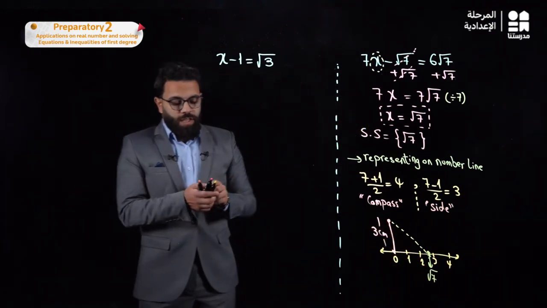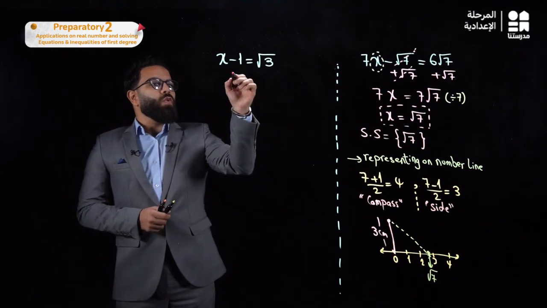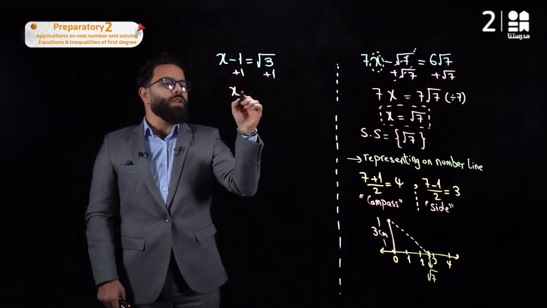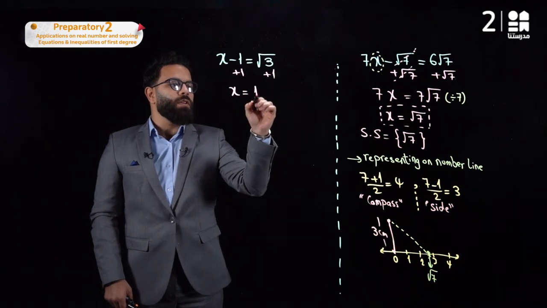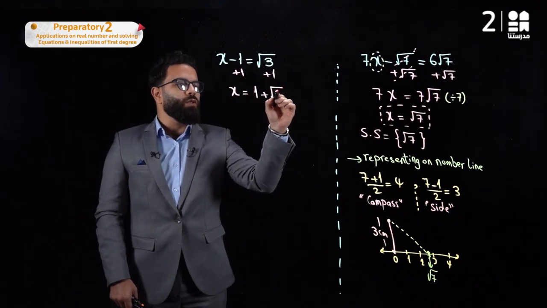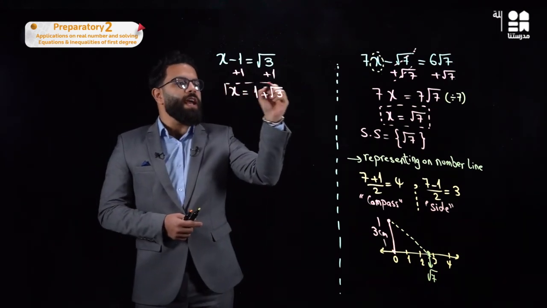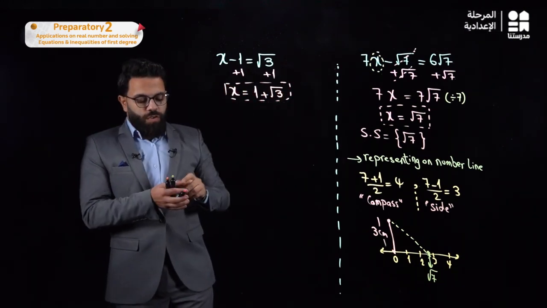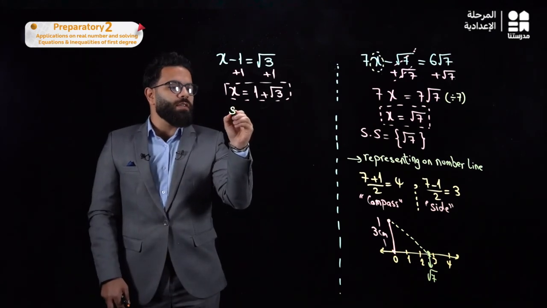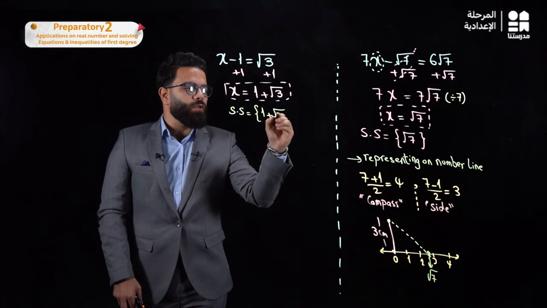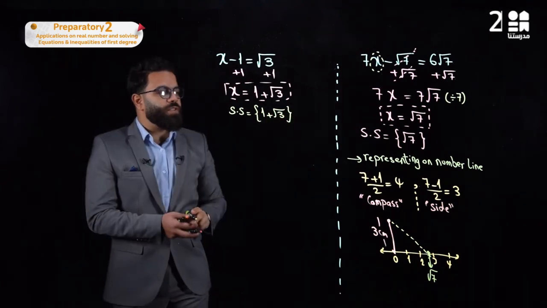طيب نيجي للإكزامبل ده. So we apply plus 1 here and plus 1 there. So x, only x equals, yes, 1 plus square root of 3. Is it clear? So this is the final answer. So the solution set can be written as 1 plus square root of 3. How can we represent it?